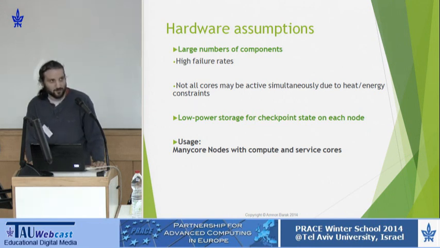Another problem is that not all cores can work together. I mean, the more cores you use, the more power and heat problems you have. So we want to balance the amount of power and heat that's being used by certain parts of the system. What we do assume is that you have low power storage, such as flash memory or something like that, to checkpoint the state of each node, because checkpointing the state of all the nodes together is another very huge problem.